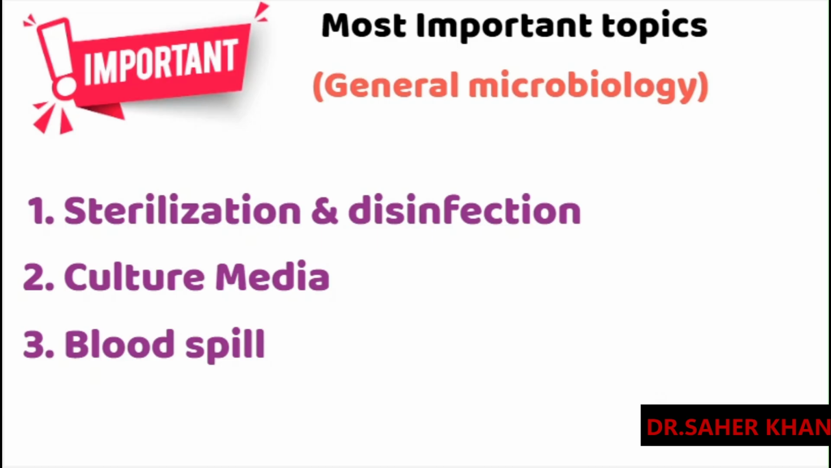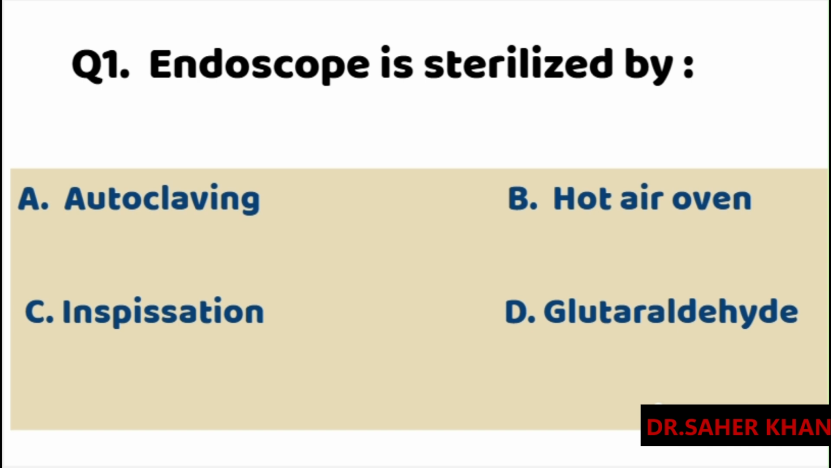So begin with general microbiology. In general microbiology, these topics, culture media, blood spill, and sterilization and disinfection are the most important topics. So let's move on to our first question from sterilization and disinfection. Our first question is: endoscope is sterilized by, and these are the options.